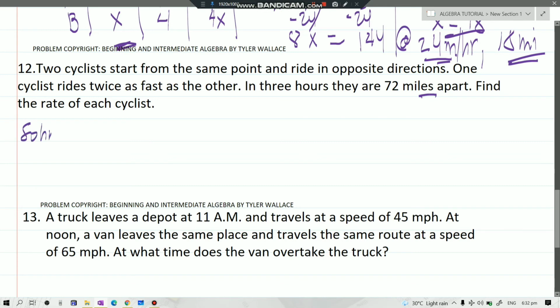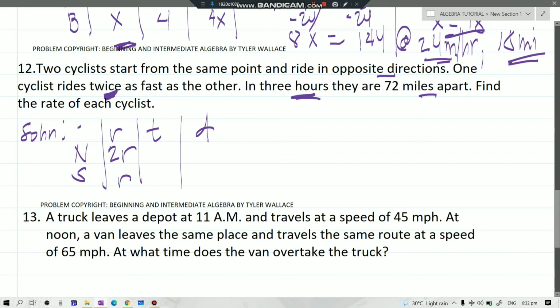So, for the solution, let's say, opposite direction. So, pangalanan natin siyang north and south. Okay? So, what will be the rate, the time, and the distance? So, two cyclists. So, one cyclist rides twice, so that is 2R and R. And time in 3 hours, so that is 3 and 3. We have 6R and 3R. And may total distance ka na, 72.